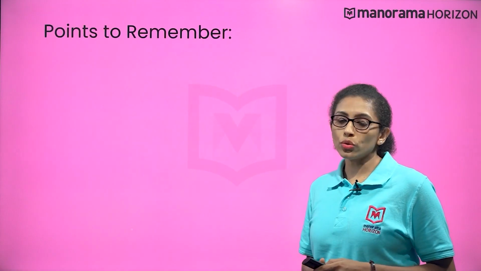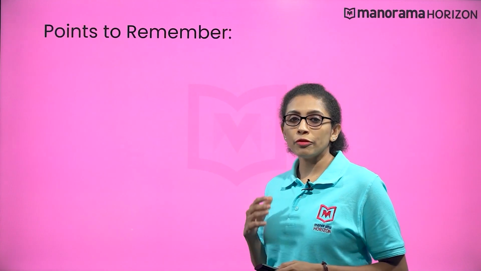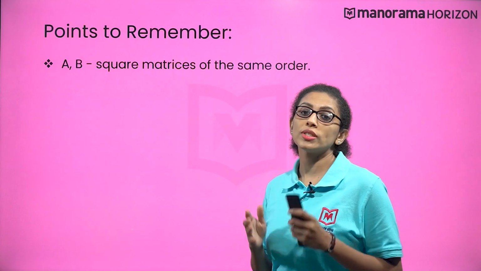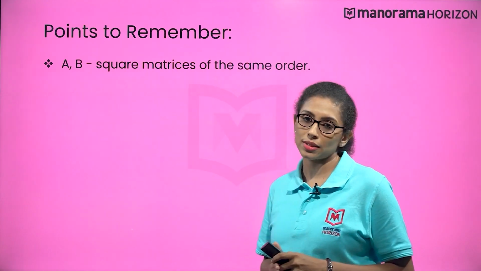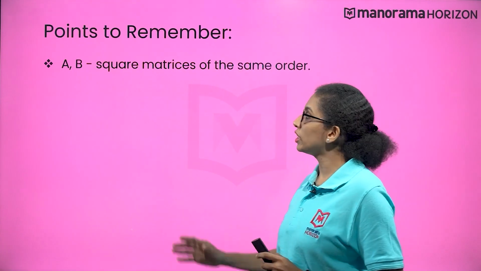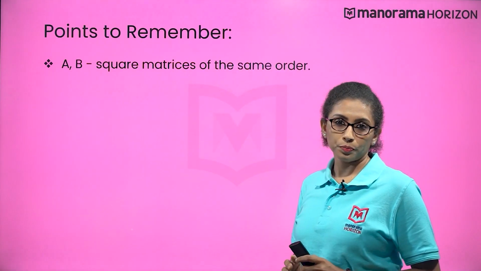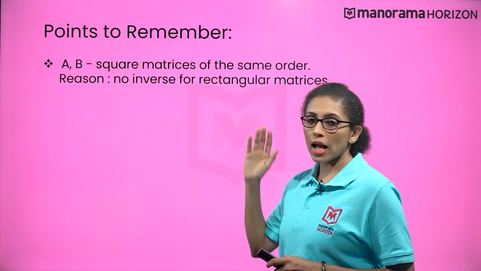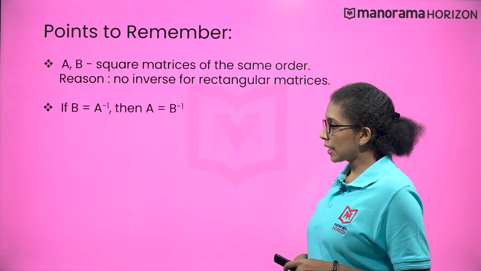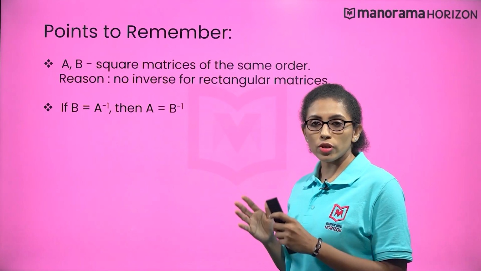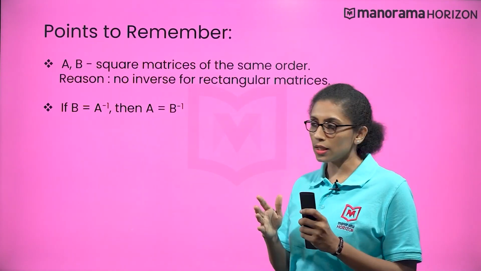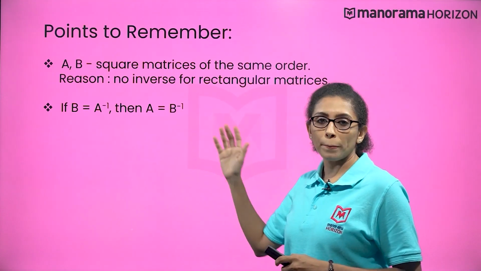A few points to remember. The very first point: the necessary and sufficient condition for matrices A and B is that they should be square matrices of the same order. This is the reason rectangular matrices do not possess an inverse matrix. Second point, if B is the inverse of A, then A is also the inverse of B. That is, A is equal to B inverse.